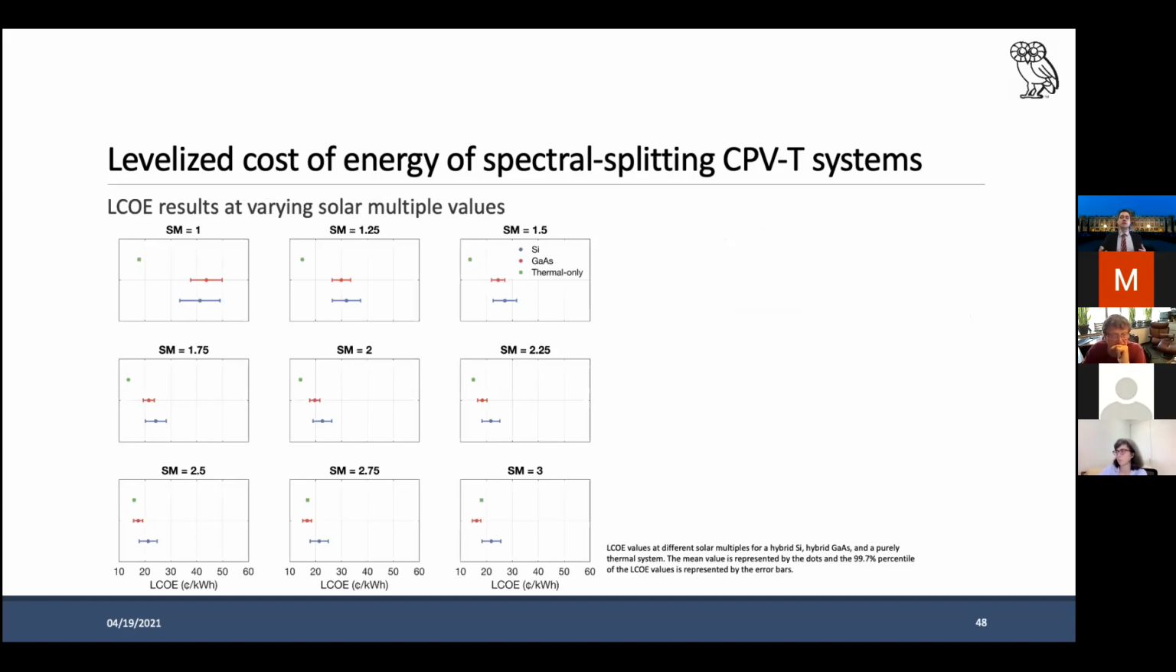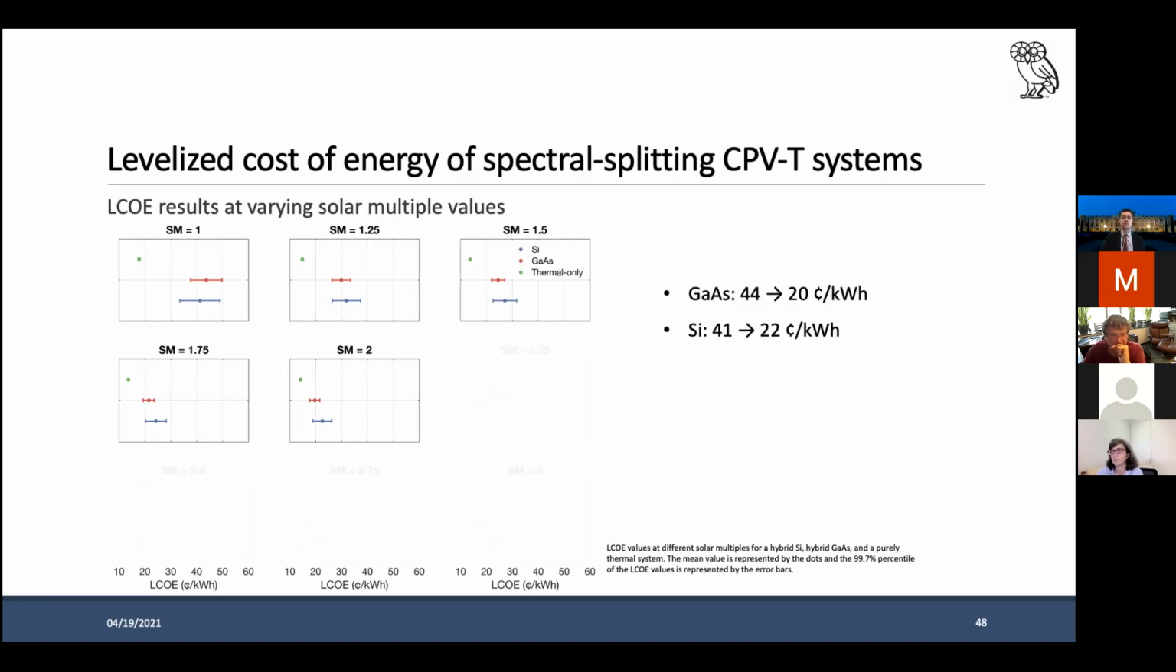To investigate the range of the LCOE for each type of power plant, we varied the solar multiple from 1 to 3 using intervals of 1/4 and obtained probability distributions for each case. In this figure, the dots represent the mean values and the error bars represent the range of the LCOE. As we increase the solar multiple from 1 to 2, there is a significant reduction in the LCOE for the hybrid systems. The mean LCOE for the gallium arsenide system reduces from about 44 to about 20 cents per kilowatt hour, and the silicon system from about 41 to 22 cents per kilowatt hour.